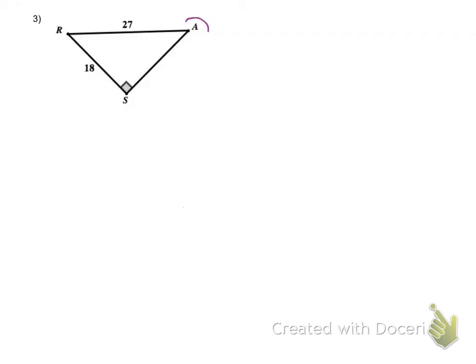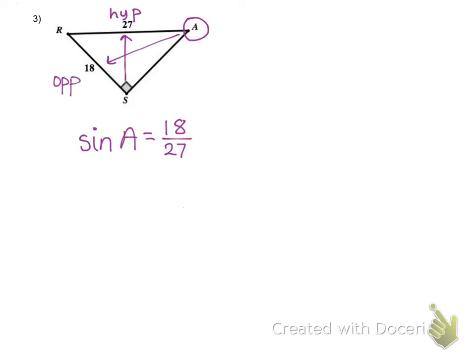Number 3, again, we're going to start with angle A, and I'm going to label my two sides that are given, which is my hypotenuse and my opposite side. So opposite and hypotenuse, the trig ratio that uses those two sides is sine. So sine of angle A is equal to our opposite, which is 18, over our hypotenuse, which is 27.